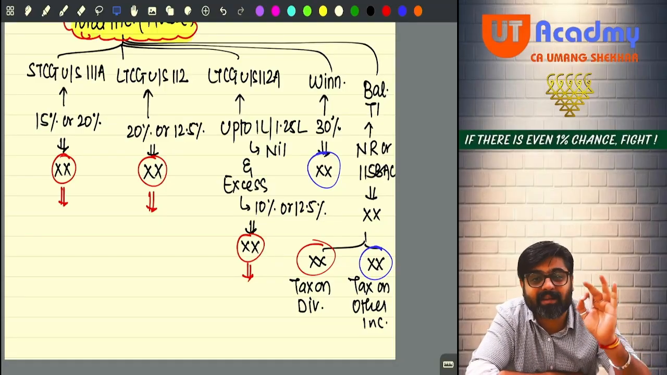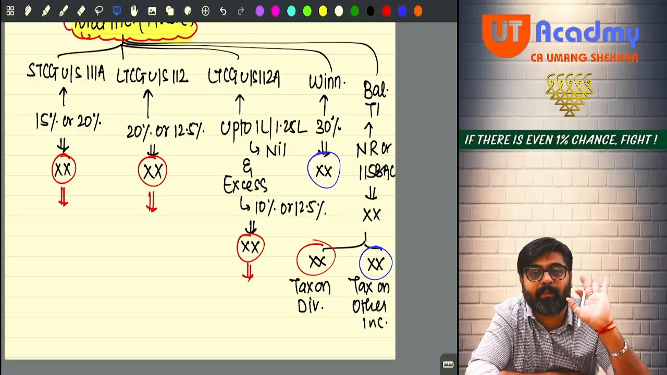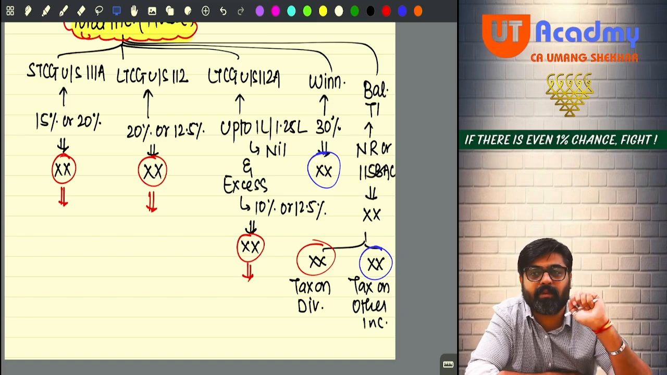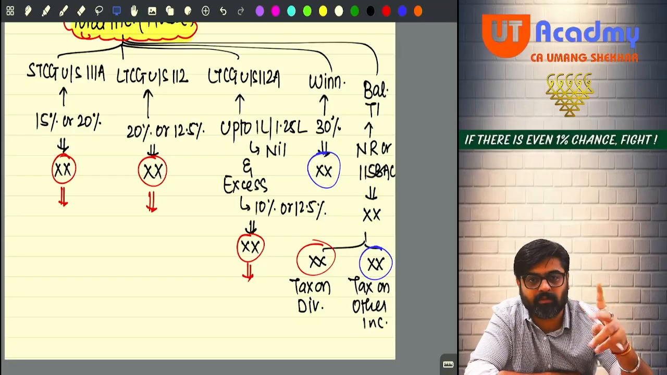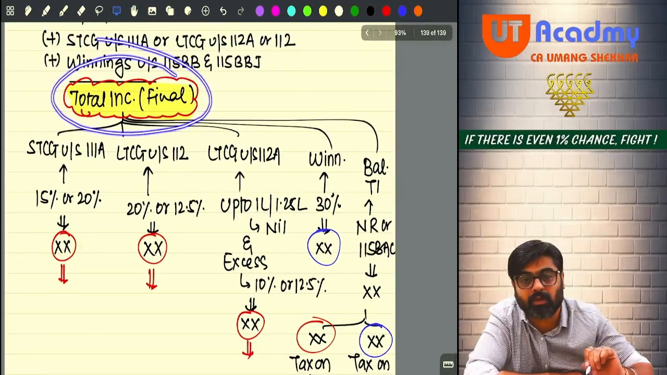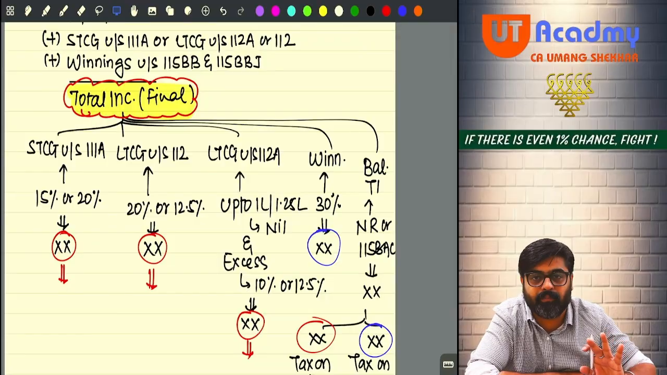So the higher rate of surcharge will not be applicable on four taxes. Will you remember the names? Number 1, STCG 111A, LTCG 112, LTCG 112A, and dividend income. Whatever tax you calculate on these four incomes, the higher rate of surcharge will not be applicable even if your total income was more than 2 crores or 5 crores, as the case may be.